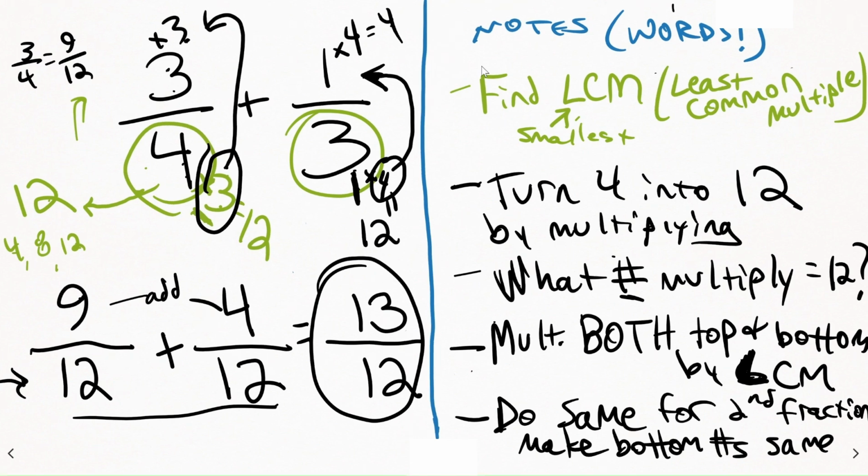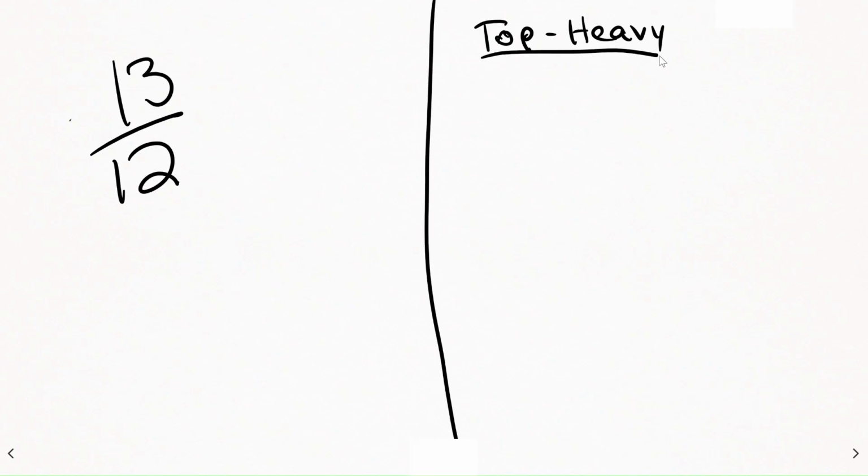Now, speaking of 13 twelfths, do you notice something weird about this fraction, this 13 over 12? Well, this is what we call a top-heavy fraction, because the top, 13, is a bigger number than the bottom, 12. So what can we do about that? I guess it could be considered another way of simplifying, because you are making it more simple. But it's called a top-heavy fraction, and we're going to turn it into a mixed fraction.